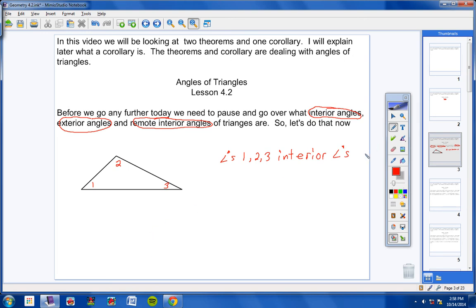Now, here's where a lot of students get in trouble. Don't write anything down, just watch. Do not do what I'm about ready to do, just watch. A lot of students like to extend this line here and then extend this line here, and they call this angle right here an exterior angle, and that is incorrect.